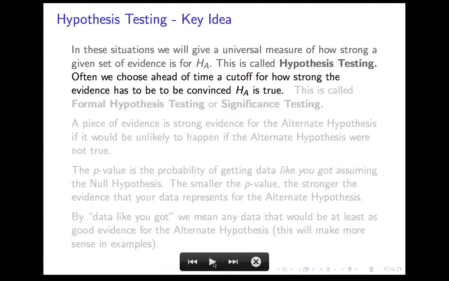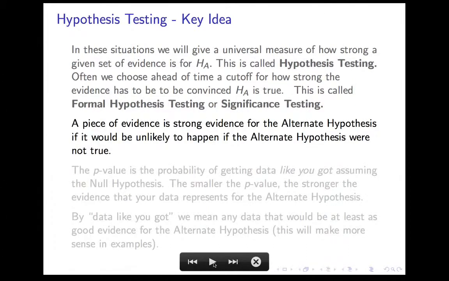When you pick that cutoff and use it to decide whether the evidence is convincing, this is called formal hypothesis testing, or more often significance testing. So we will usually do significance testing, but in general, the most general thing is hypothesis testing. And here is the basic principle. It's a little bit complicated, and we've seen echoes of it in the past. A piece of evidence is strong evidence for the alternate hypothesis if that evidence would be unlikely to happen if the alternate hypothesis weren't true.